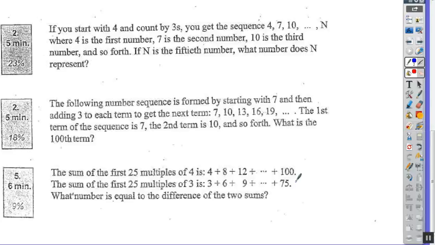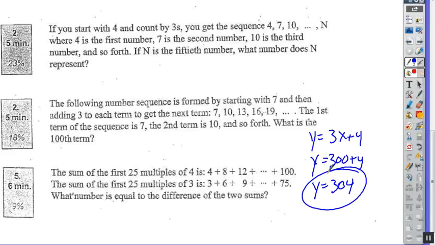The following number sequence is formed by starting with 7 and then adding 3s. Sevens and threes. We love this. What is the 100th term? All right. I think we already have this one, right? So we have y equals 3x plus 4. So plug in 100, so we get 300 plus 4 is equal to y. So y is equal to 304.